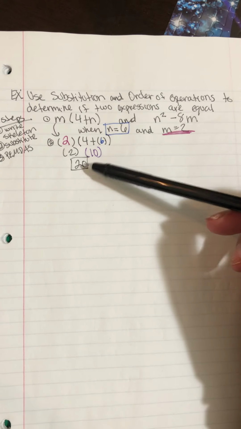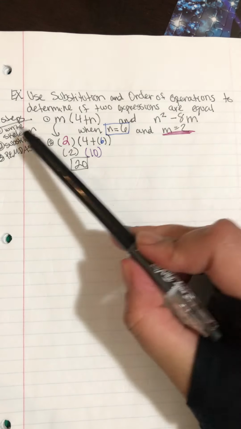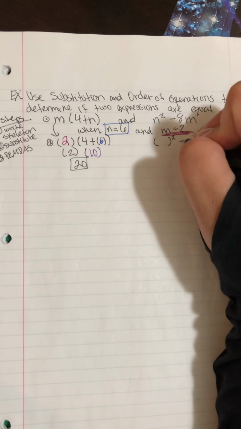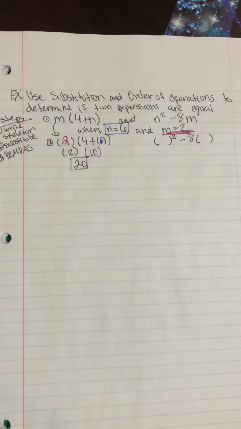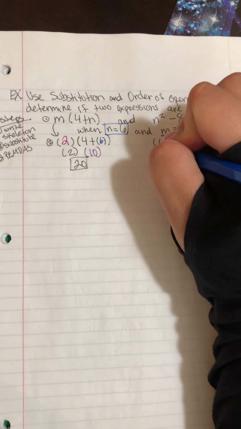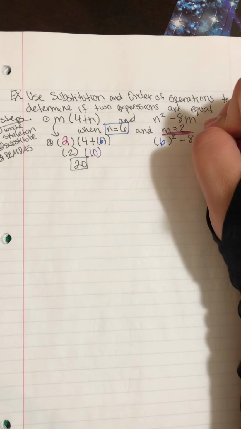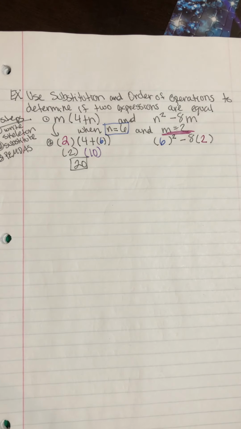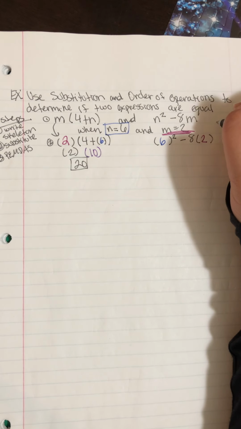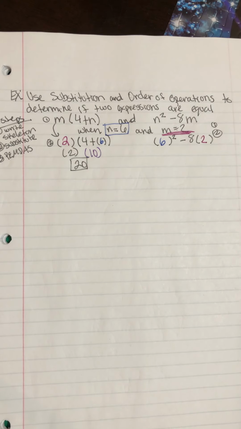If it is not 20, can I say that these two expressions are equal? No, we can't. So what's our first step? We're going to write our skeleton. So we have n squared minus 8m. Now let's plug in these numbers. So n is 6, which goes here, and then m is 2, which is going to go here. So we did step 1, we rewrote it, and then we plugged it in in step 2.